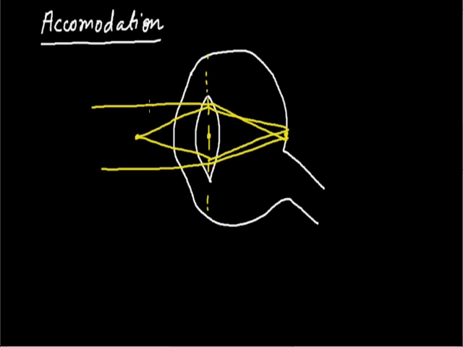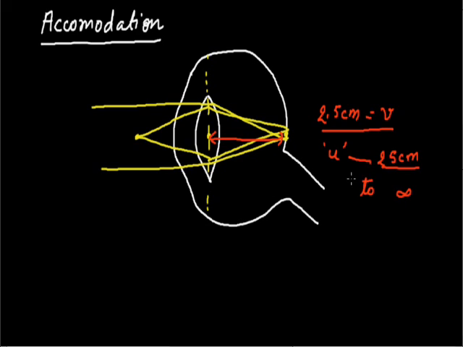as the distance between the lens and the retina is not going to change. This distance is taken to be 2.5 centimeter for a normal human eye. So the image location is not going to change, but the distance of the object is continuously varying from 25 centimeter, which is the least distance of distinct vision, to infinite distance. So u is changing continuously while v is constant. That's why it is very important to change the focal length of the eye lens. Focal length should be variable.